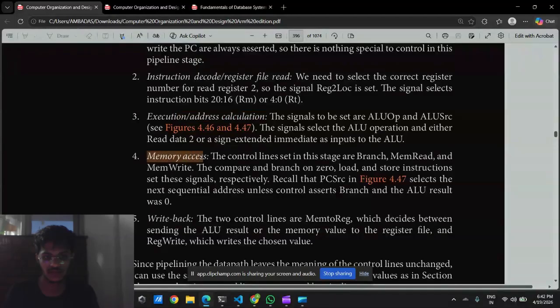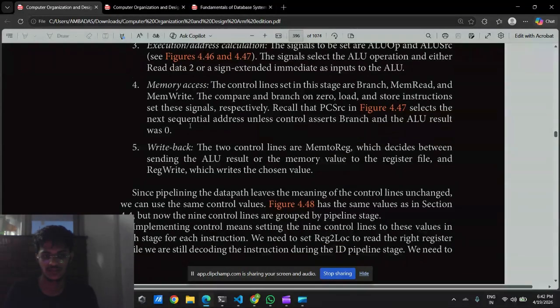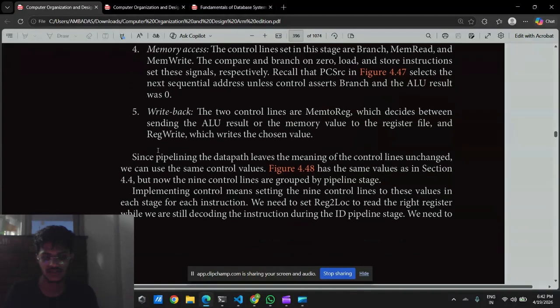And moving to memory access, we have branch, memory read, and memory write. These are the three control signals in this stage, and I hope it's pretty straightforward. I don't think it needs any further explanation. Moving to write back, it has one control line, which is mem to reg. That's it. It decides which data to write, whether the data coming from the ALU or the data coming from the memory block.